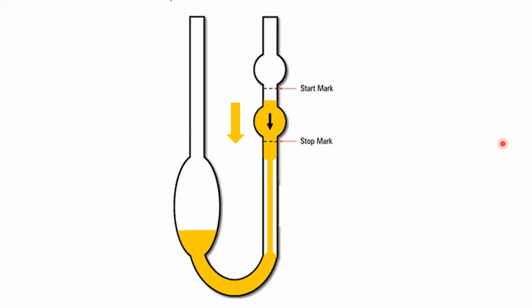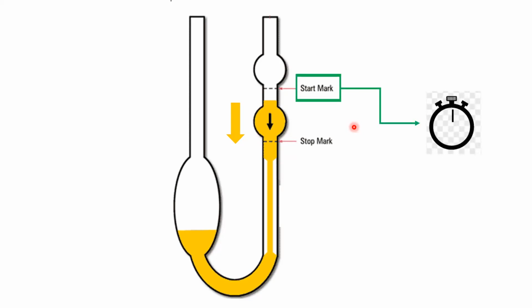Then remove the rubber bulb. The liquid level will start flowing in the downward direction in arm B. Okay. Once the meniscus of the liquid reaches the start mark, you have to start the stopwatch.